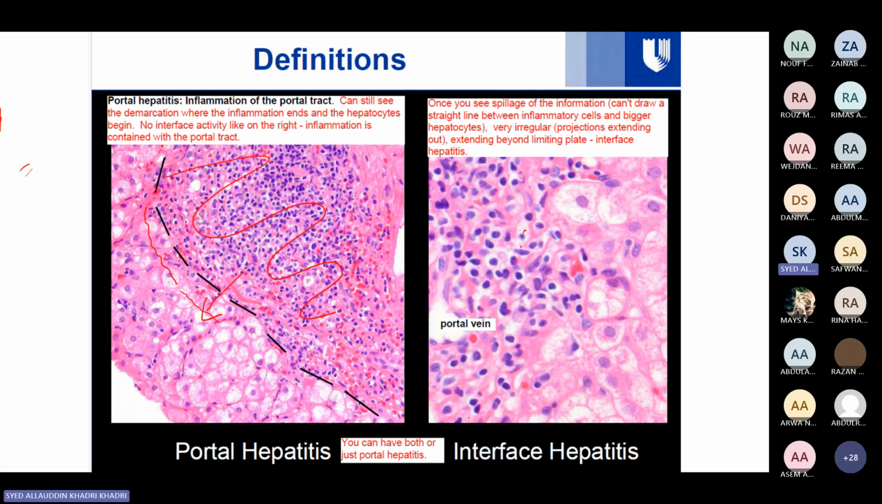It's called interface hepatitis. These are the terms used in your textbooks as well as your PubMed articles. You can have both, or just portal hepatitis or interface hepatitis. Just know this pictorial demarcation in your brain, so that you can utilize it from your prefrontal cortex whenever necessary.